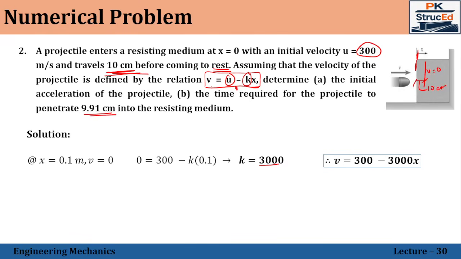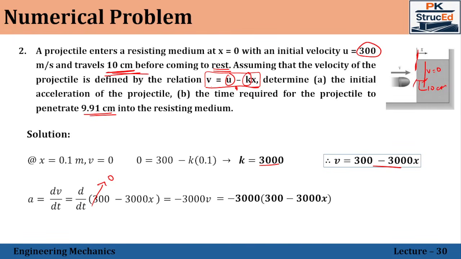Therefore a can be written as dv by dt, in which v is being given. So a is equal to dv by dt, which is equal to d by dt of 300 minus 3000 x. So d by dt of 300 becomes 0, whereas for d by dt of minus 3000 x, the 3000 can be taken outside, so minus 3000 into dx by dt. That dx by dt is nothing but the velocity. Therefore this can be written as minus 3000 v, in which v is 300 minus 3000 x. So substituting that, we have minus 3000 into 300 minus 3000 x.